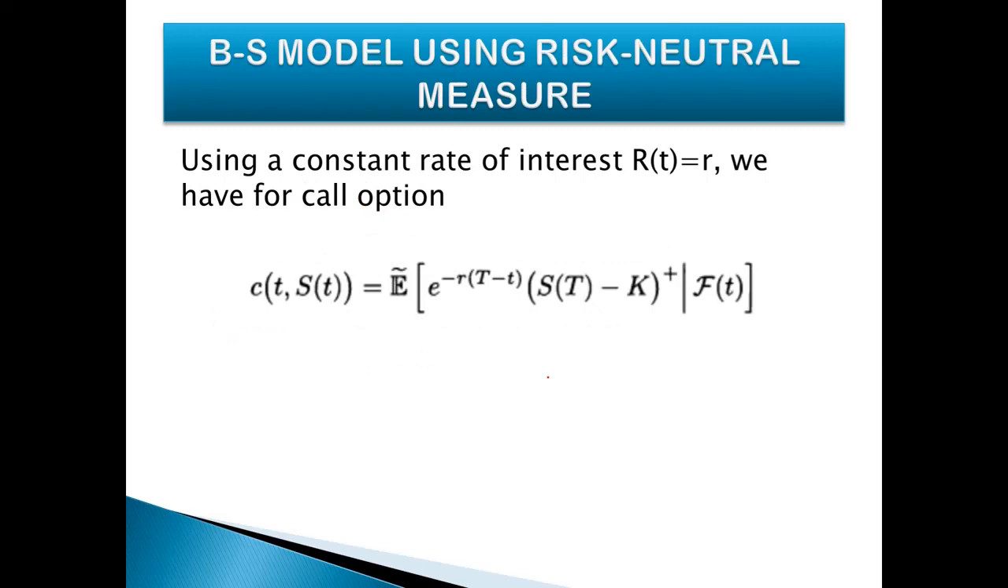If you follow the Black-Scholes model, we can get this formula. C(t,St) denotes the valuation, similar to Vt. For a call option, it will be E tilde of e to the power minus r(T minus t), times (ST minus K) plus. This is the VT, right? This is the DT, given Ft. So that's all we have from the risk neutral measure.